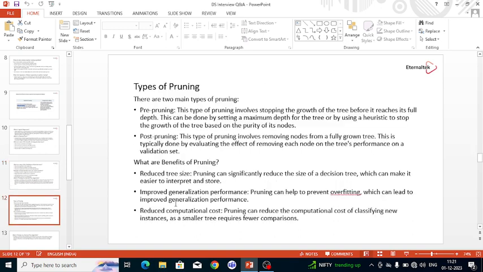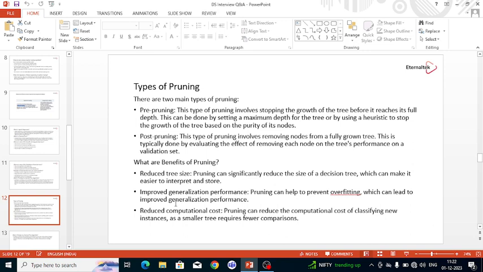The next question is, what are the types of pruning? Basically, there are two types of pruning: pre-pruning and post-pruning. Pre-pruning is the type of pruning that involves stopping the growth of a tree before it reaches its full depth. This can be done by setting a maximum depth for the tree or by using a strategy to stop the growth of a tree based on the purity of its nodes. Whereas post-pruning involves removing nodes from the fully grown tree. This is typically done by evaluating the effect of removing each node on the tree's performance on a validation set. So these are the two types of pruning.